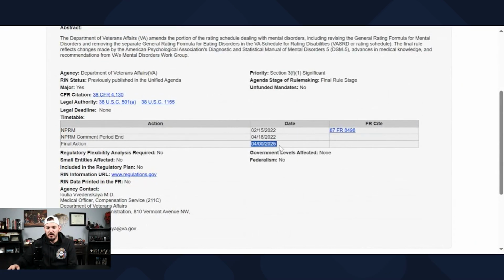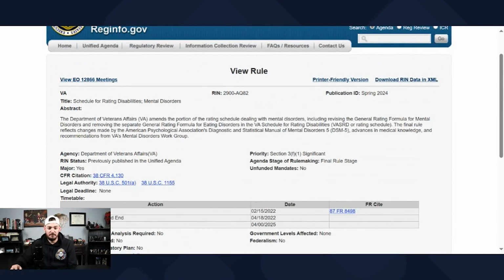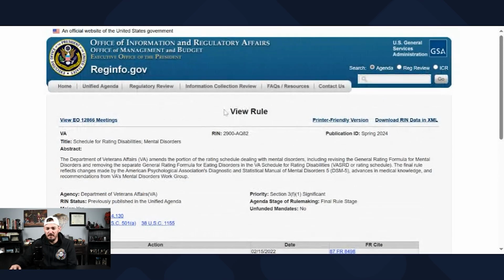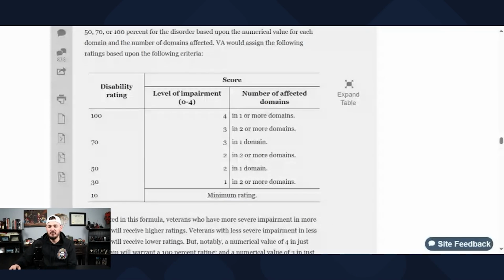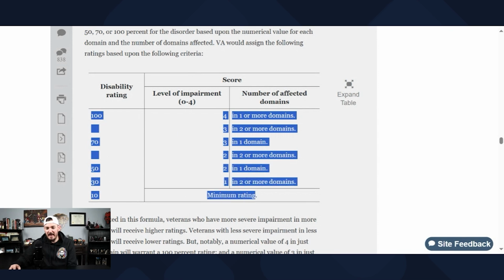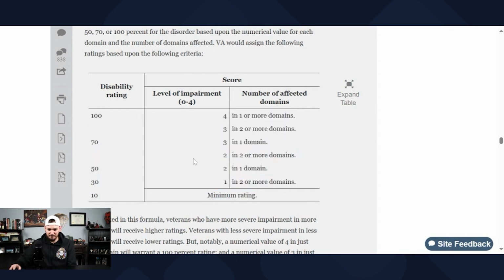April 2025 final action. I think it's safe to say that in April of next year, it's going to go down. You can read this in detail. What I really want to share is I'm just going to go over what the changes actually look like. So 100, 70, 50, 30, 10 remains the same, minus the 0% rating criteria there.